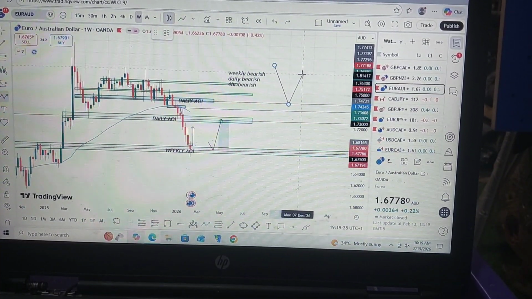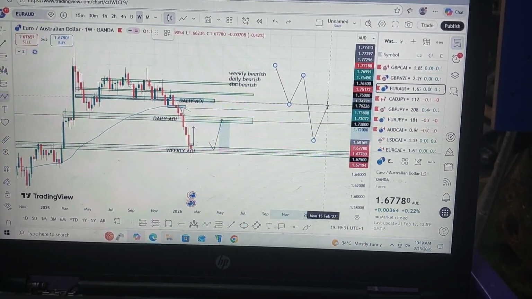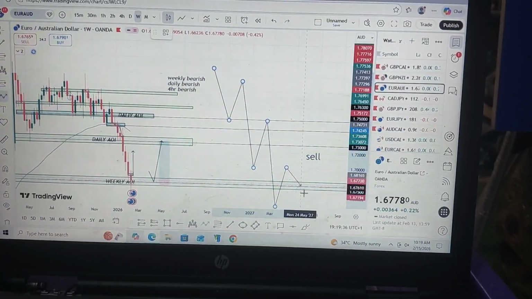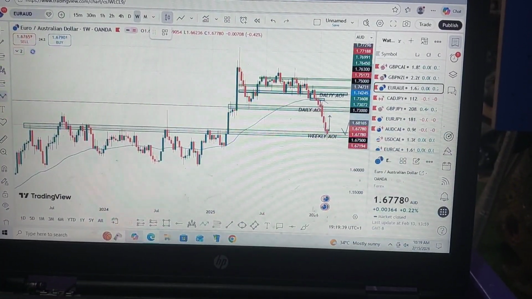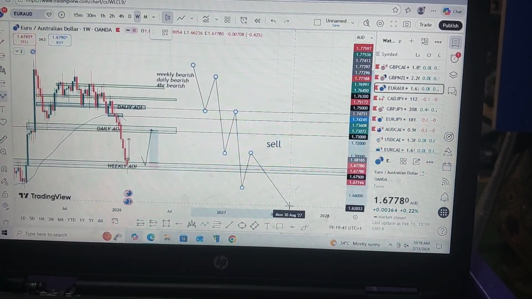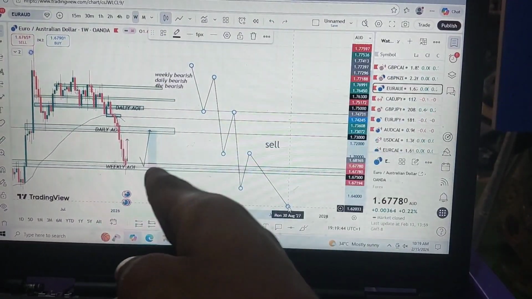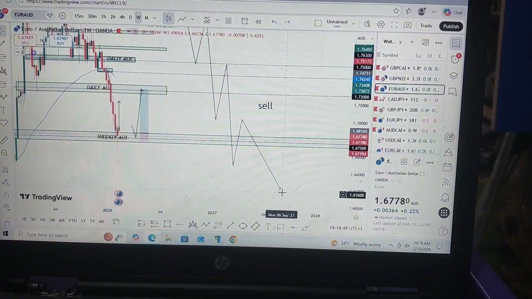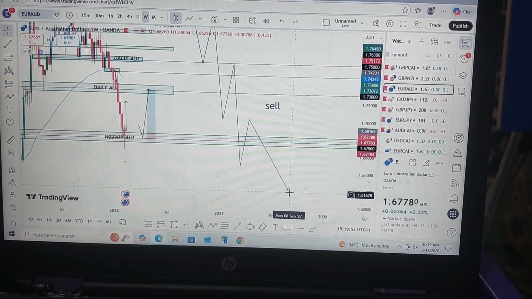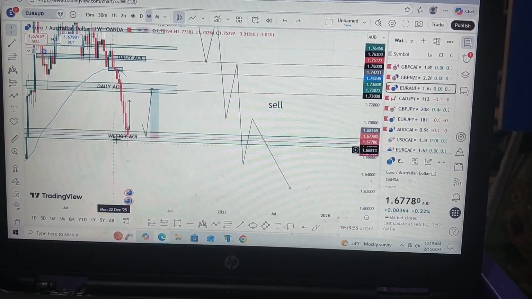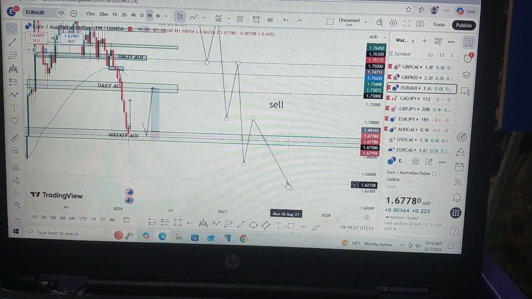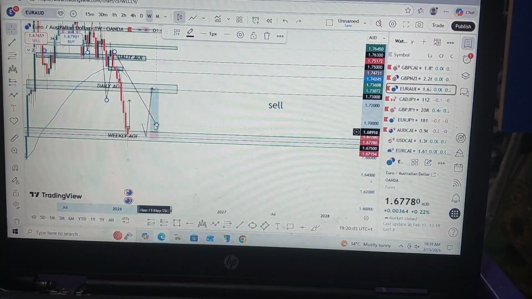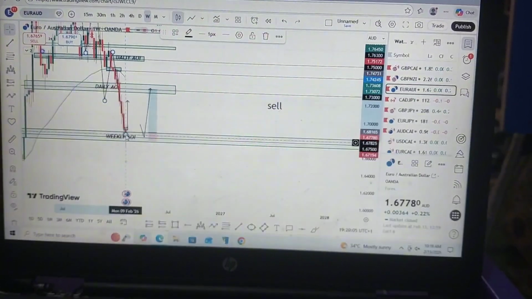Some people call it an impulsive move, then a pullback. Guys, hold please. Impulsive move, this is where we are in the weekly time frame. And what am I expecting? This is where we are in the weekly time frame.